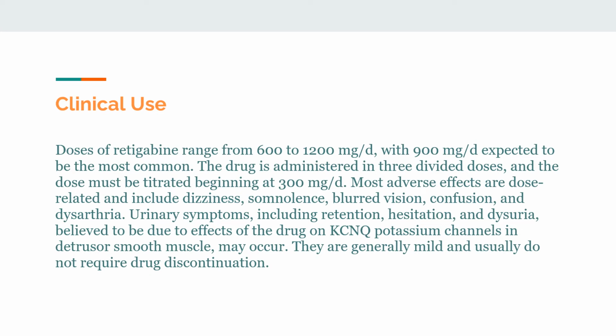Urinary symptoms including retention, hesitation, and dysuria or painful urination are believed to be due to effects of the drug on KCNQ potassium channels in the detrusor smooth muscle.